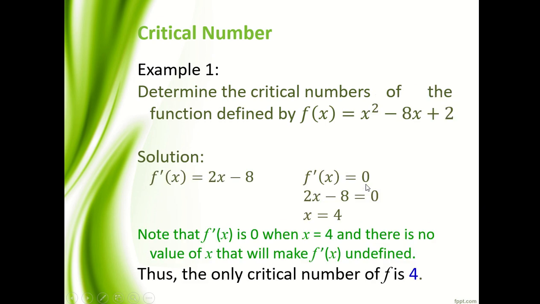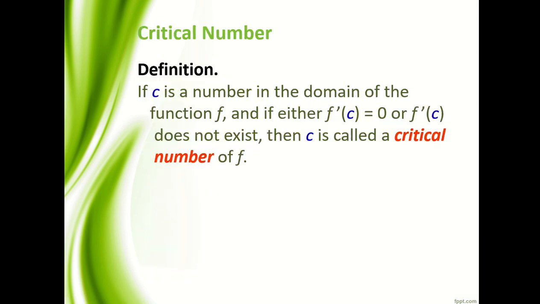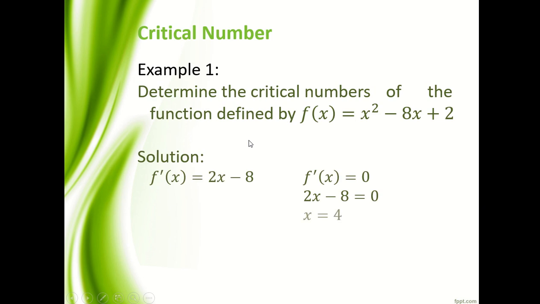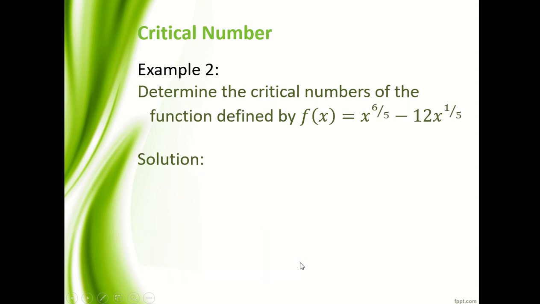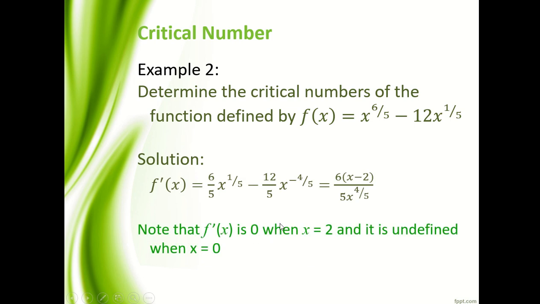the definition of a critical number is that f prime of c equals 0, or f prime of c does not exist or is undefined. Alright, so we have to look for those numbers that can make f prime of x 0 or undefined, or both of them, not like in this example here. So there are two kinds of values of x: one that makes f prime of x equal to 0, and the other that makes f prime of x undefined.